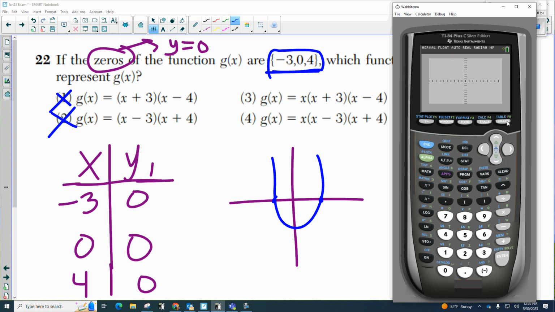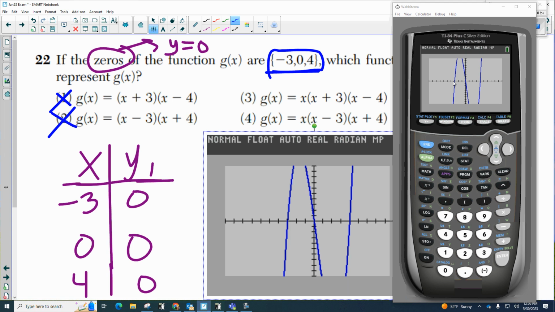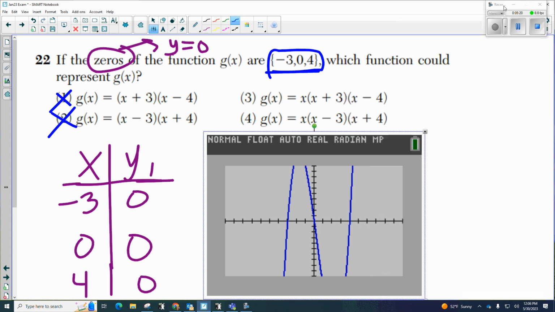Looks good. All right, graph. So this touches at -3, 0, and 1, 2, 3, 4. This looks like our answer. And just to show you the answers with my pen, this here is -3, it crosses right here at 0, and this is 4. Ding, ding, ding.